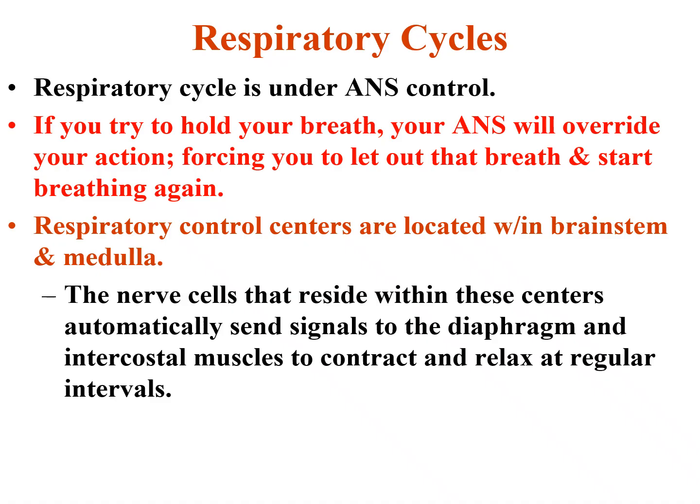And these automatic or autonomic control centers are located within the brainstem and the medulla. What that means is that there are specialized nerve cells that reside within these centers that automatically send signals to the diaphragm, which is the major muscle of inspiration, and our external intercostal muscles to contract and relax at regular intervals. So what this is telling you is that there is a pacemaker for respiration, and that pacemaker is located within the brainstem and the medulla.